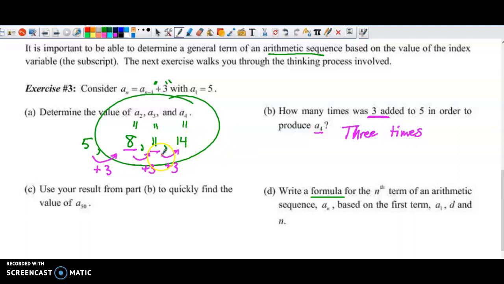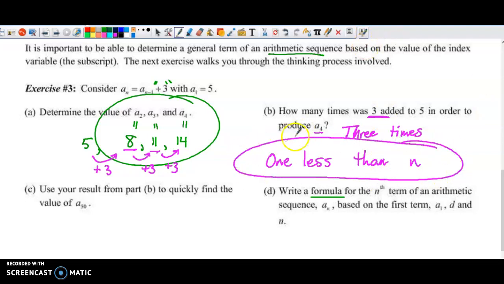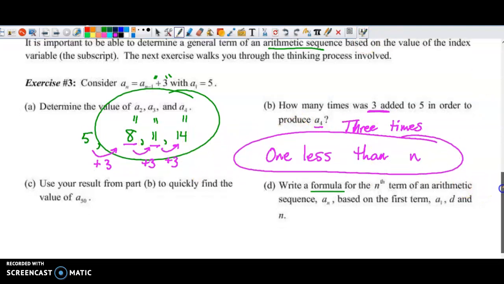The fifth term would add 3 four times. The sixth term would add 3 five times. It is 1 less than n. And you might be sitting there saying, well, what's the big deal about that? Like, I knew the pattern, I was able to find the fourth term just fine.